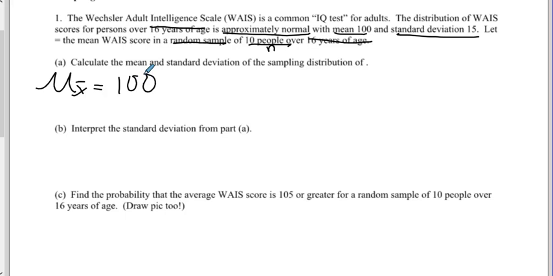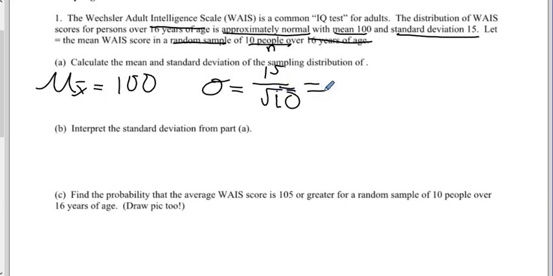Okay? Then we do the standard deviation. Now, standard deviation of the sample is the standard deviation of the population divided by the square root of the number of people. I don't know why I put the symbol there, because we know what that is. And that would be 15. Let's just go back and imagine that didn't happen. There, 15 is the standard deviation, and N is 10.